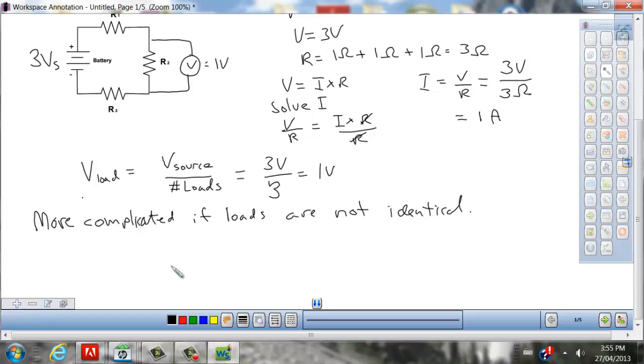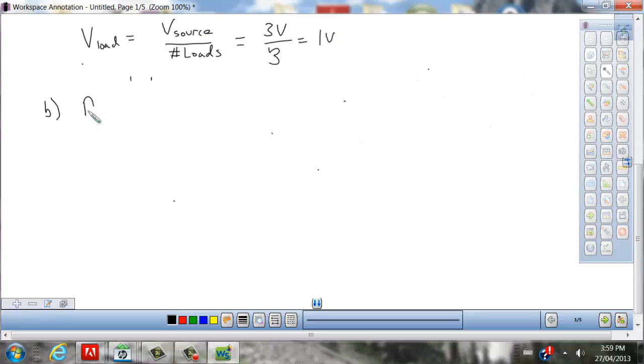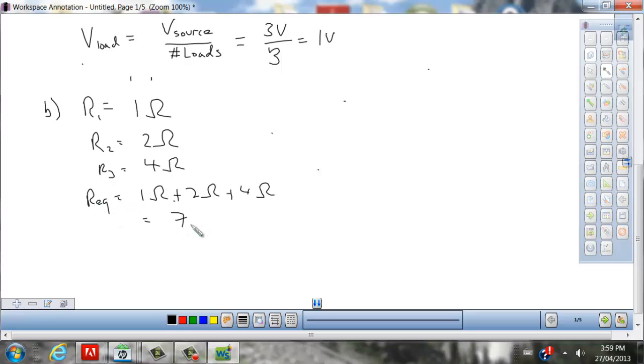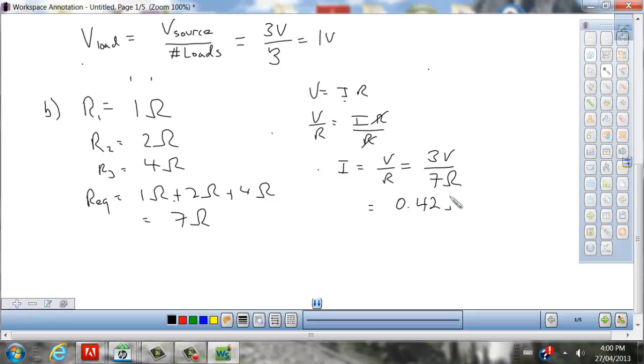The situation is more complicated if the loads are not identical. In this case, you have to use Ohm's law individually. So if R1 equals 1 ohm and R2 equals 2 ohms and R3 equals 4 ohms, then the equivalent resistance now becomes 7 ohms. And now the current coming from the circuit becomes V divided by R, which is 3 volts divided by 7 ohms, which is approximately 0.42 amps.